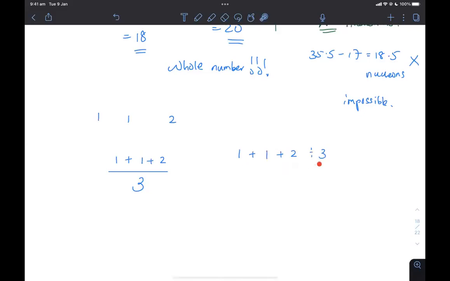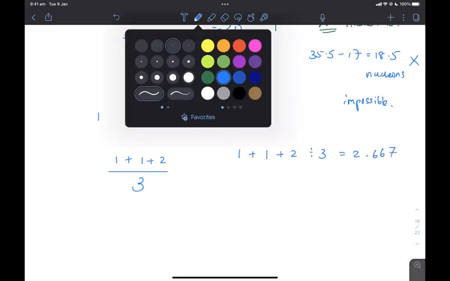If you press like this on the calculator, you have made a mistake. If you don't believe me, you can press your calculator. 1 plus 1 plus 2 divided by 3, and then you will get an answer which is ridiculous. You get 2.667. What you have done wrong really is you haven't seen the number.